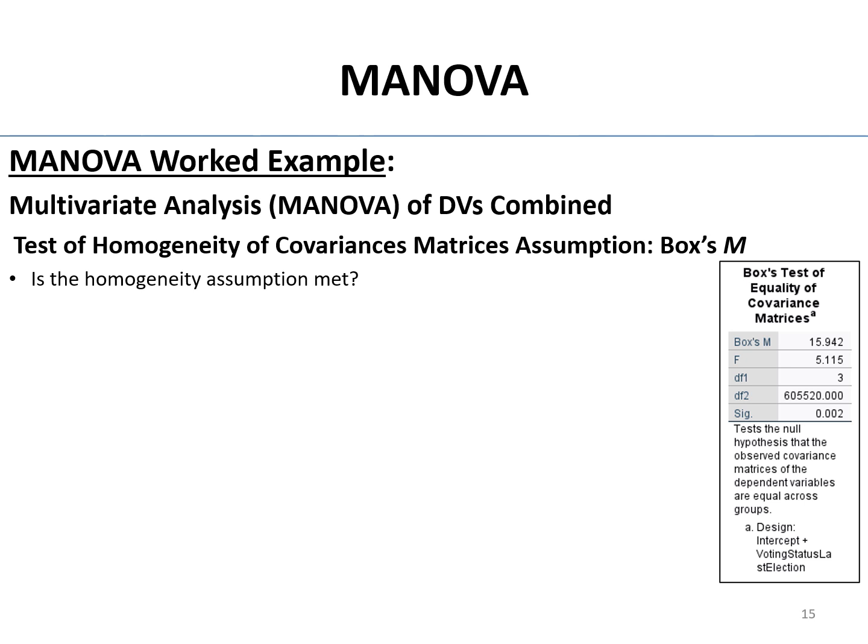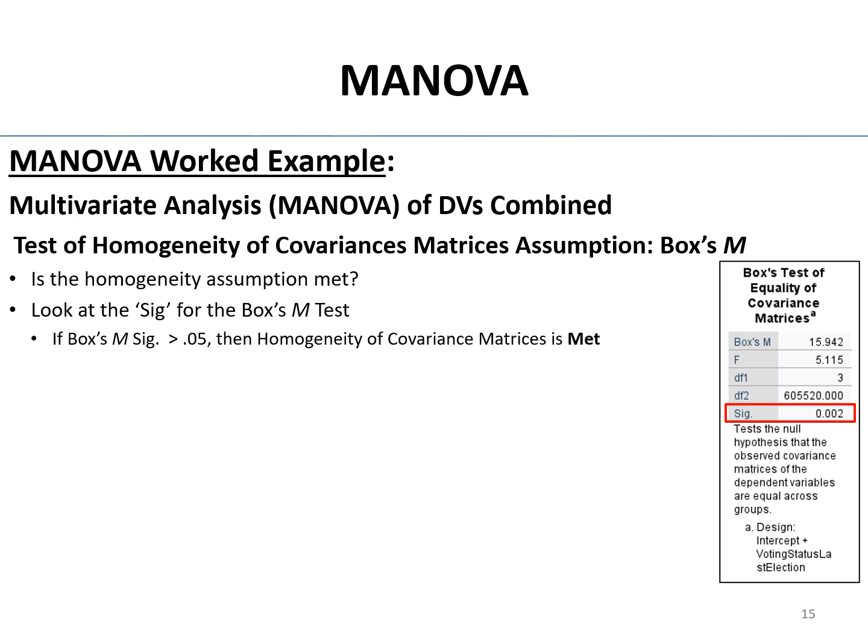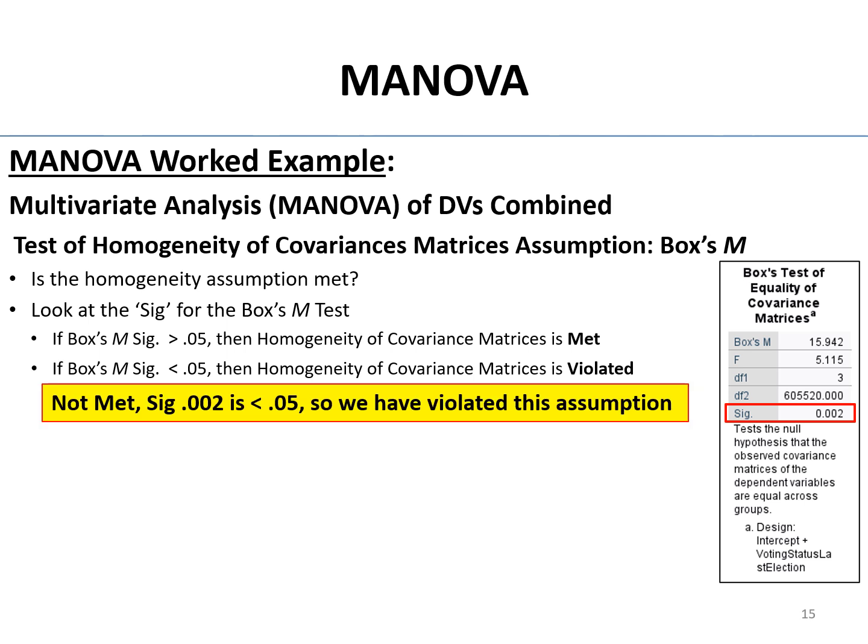The question here is, is the homogeneity assumption met? That is the homogeneity of covariance matrices assumption. We look at the sig for Box's M test, and if Box's sig is greater than 0.05, we have met the assumption. We therefore would choose Wilks or Hotelling's, for example. If Box's sig is less than 0.05, we have violated the homogeneity of covariance matrices assumption, and we would want to use Pillai's trace in that case. So we have not met the assumption. Sig here is 0.002, which is less than 0.05, so we violated the assumption.